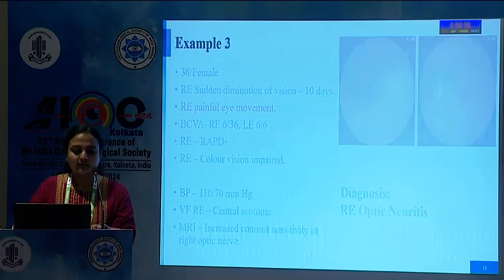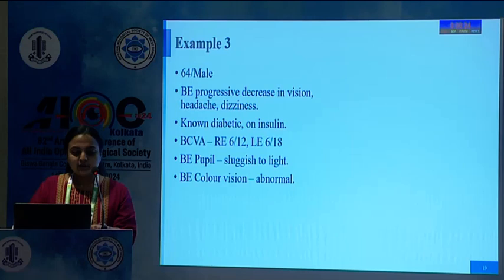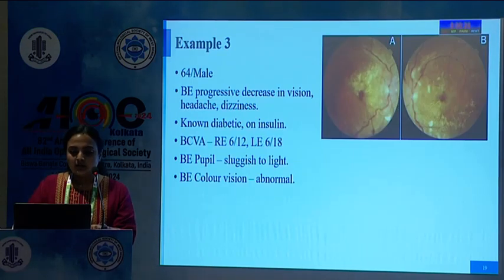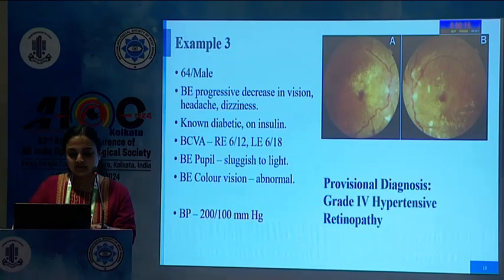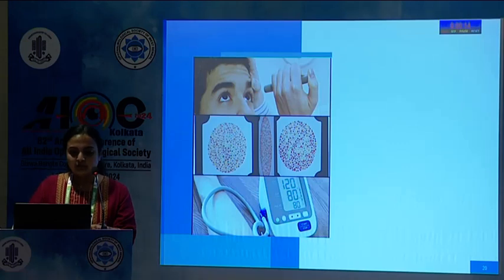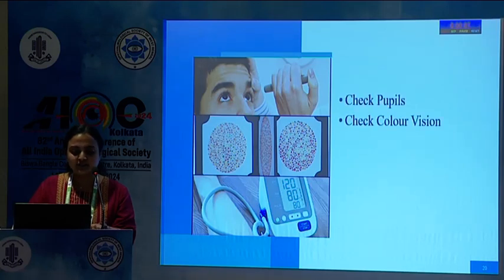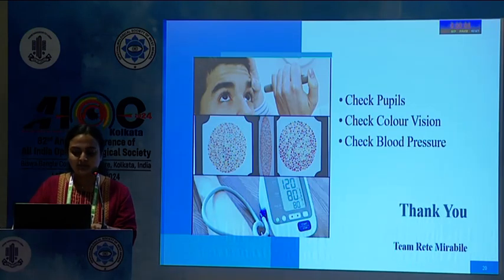Okay. So the third example, it's a 64-year-old male who is a known diabetic. Everything is sluggish. You get this picture, you run and check the BP, it is elevated, so it is a grade 4 hypertensive retinopathy. So to conclude, I'd like to put forward 3 important things that you need to do when you see a case of disc edema, which is to check the pupils, check the color vision, and check the blood pressure. Thank you.